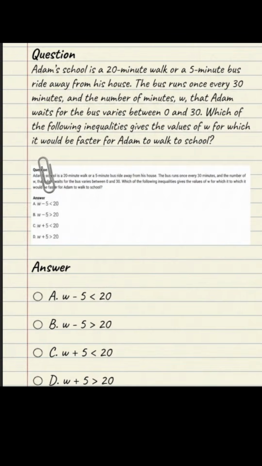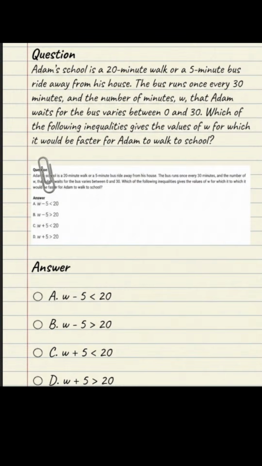So the question is that Adam's school is a 20-minute walk or a 5-minute bus ride away from his house. The bus runs once every 30 minutes, and the number of minutes, that is W, that Adam waits for the bus varies between 0 and 30. Which of the following inequalities gives the values of W for which it would be faster for Adam to walk to school than to ride the bus? So we have to find which inequality involving W is the condition that will make it faster for Adam to walk to school rather than going by the bus.